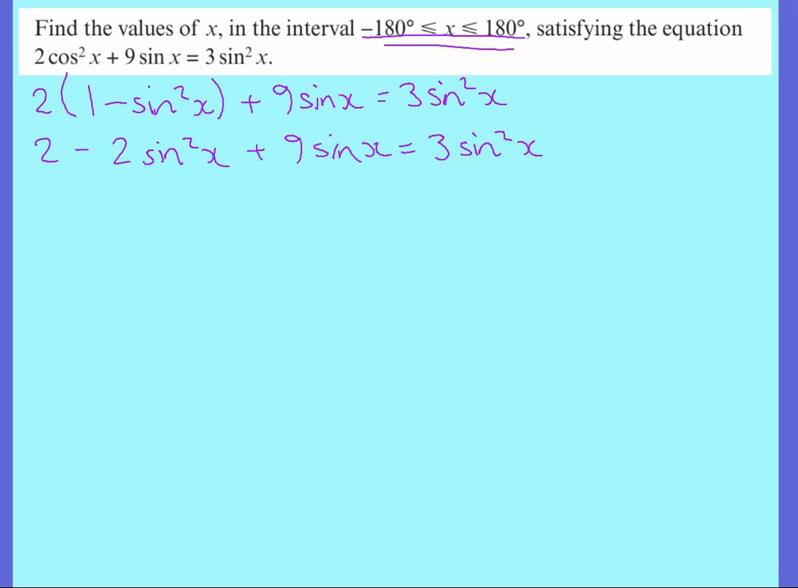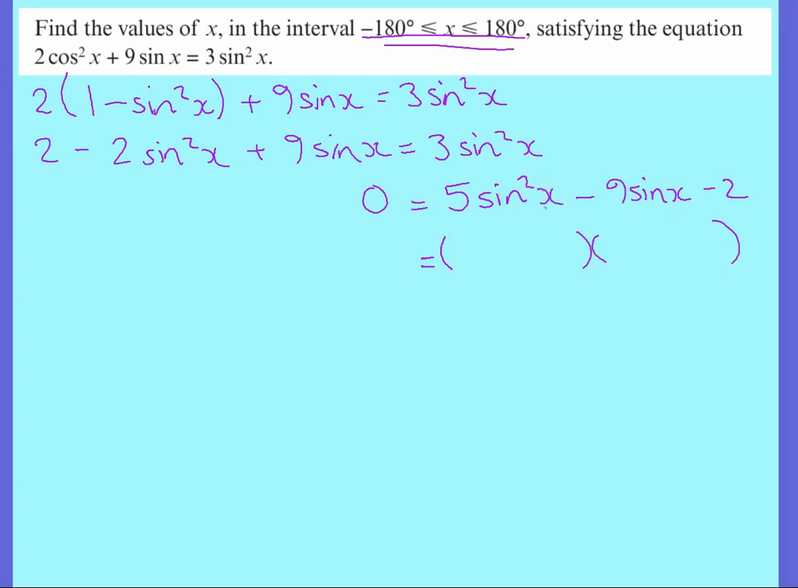Now, what's our highest power? The sine squared x. We've got a positive here, we've got a negative here, so let's get everything onto this right hand side. So that means we would have 5 sine squared x minus 9 sine x minus 2. Now normally, at this stage, you would look to factorize. I like to just go for it. So that's what we're going to do.